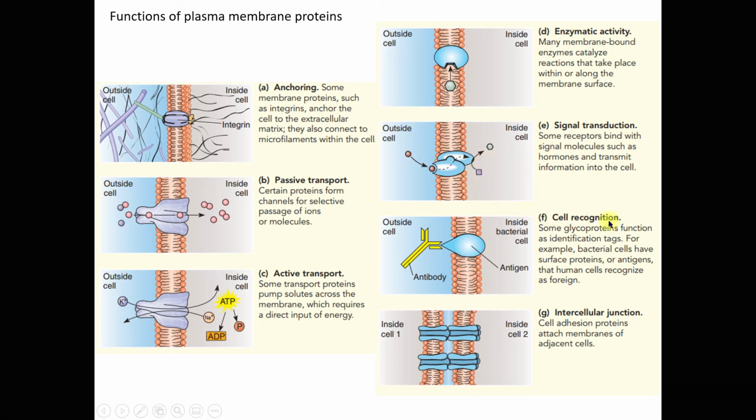Okay. Next, cell recognition. Now, in the cell recognition, where your integral protein, peripheral protein, function in cell recognition. Okay. Now, some glycoproteins function as identification tags. For example, bacterial cells have surface proteins or antigens that human cells recognize as foreign. Okay.